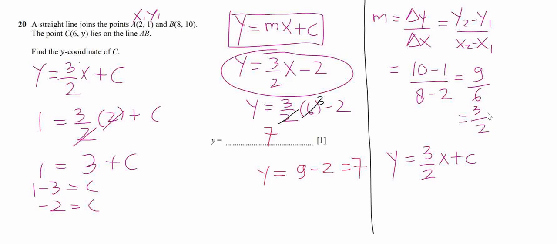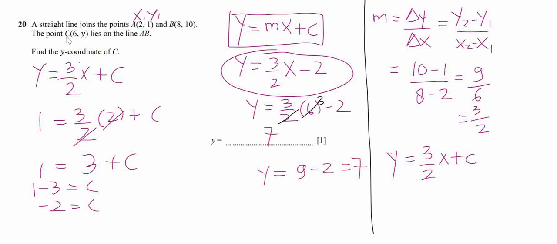Now we substitute 3 over 2 as the gradient, y equals 3 over 2 x plus c. Now we take one coordinate. Let's plug in y1 and x2, so 1 equals 3 over 2 times 2 plus c. Then we cancel this out, and 1 equals 3 plus c. We move 3 to the left. 1 minus 3 is negative 2 equals c. So c is negative 2. This is our equation: y equals 3 over 2 x minus 2.